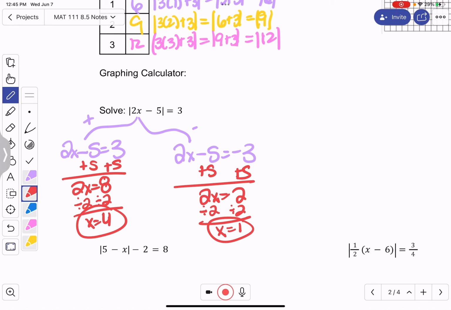So we have both of those answers. Just to show you, if we plugged it in, 2 times 4 is 8. Minus 5 is 3. Absolute value of 3 is 3. 2 times 1 is 2. Minus 5 is negative 3.